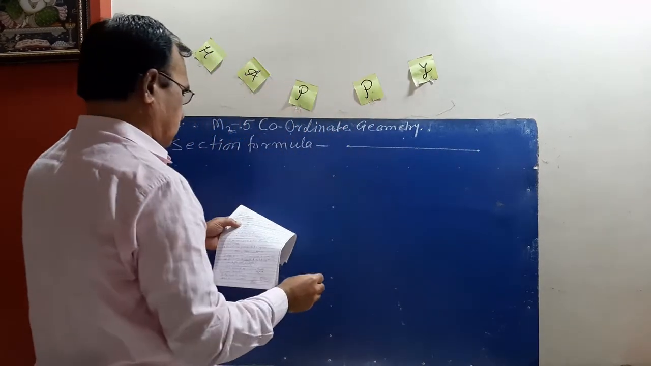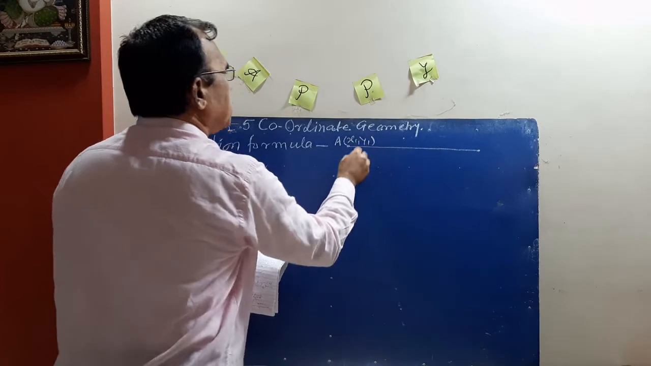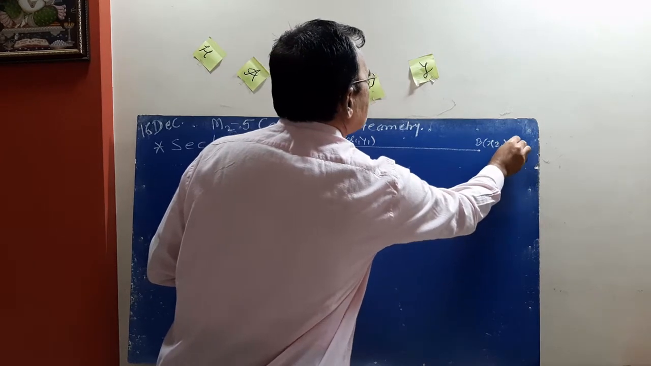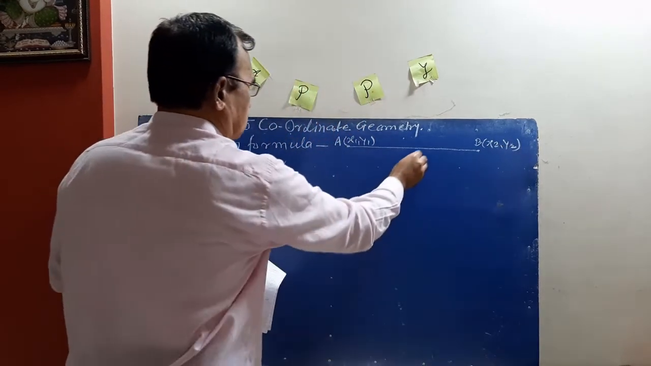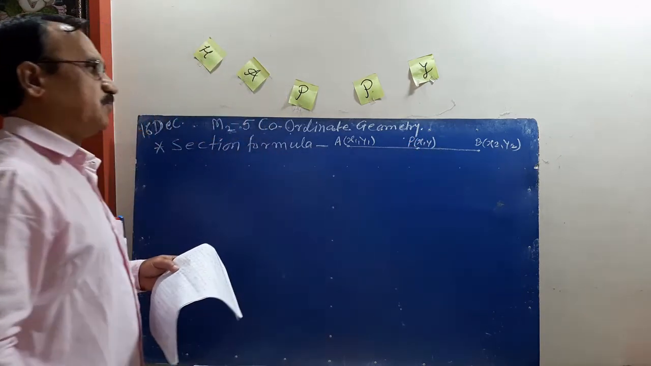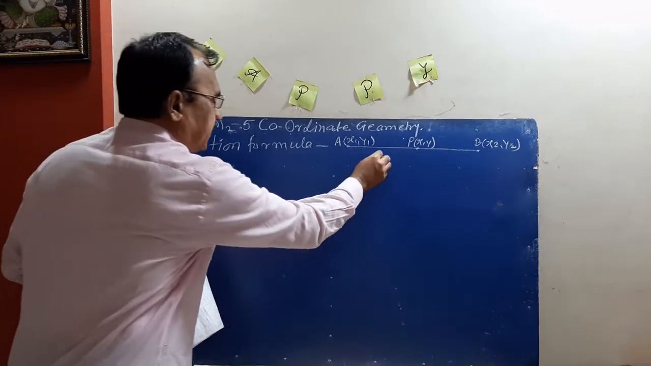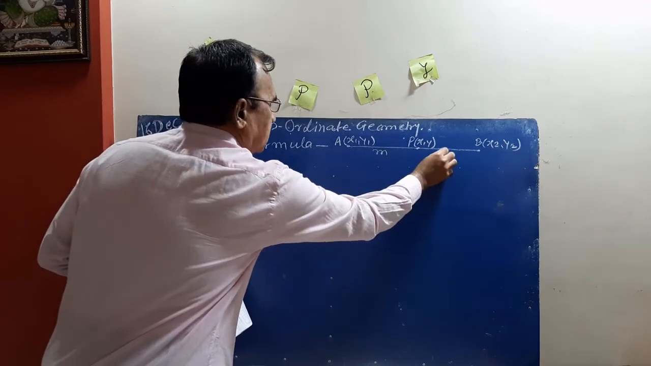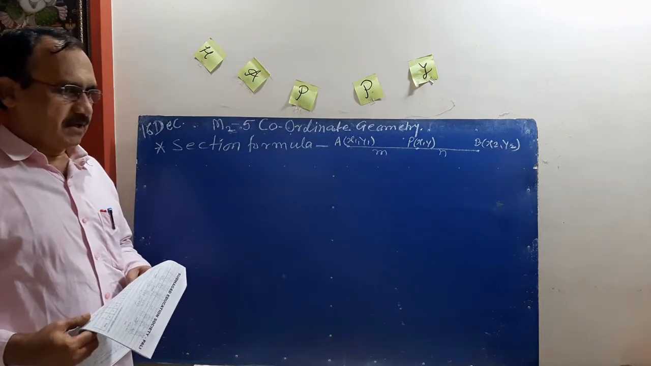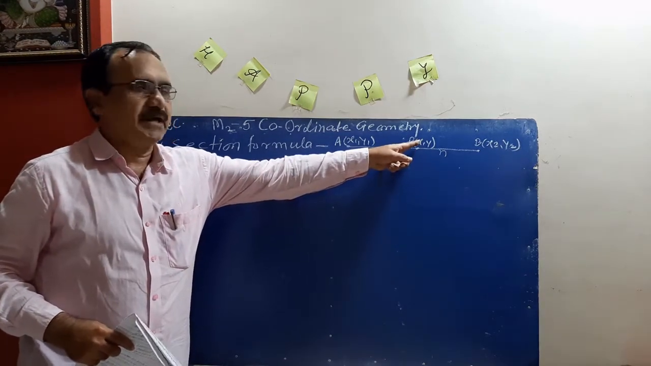Suppose this is segment AB, having coordinates x1, y1 and x2, y2, divided at point P, and the coordinates of point P are x, y. The segment AB is divided into m to n ratio at point P, x, y.